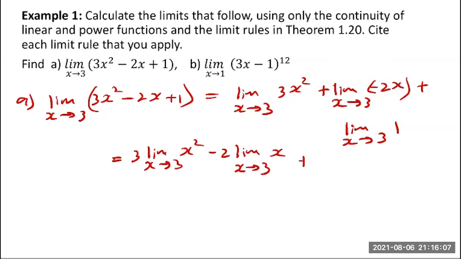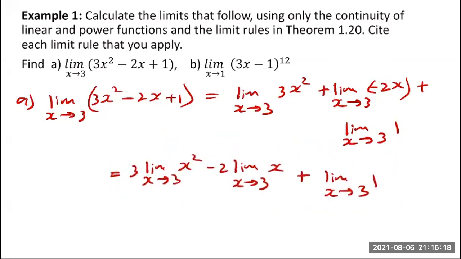Finally, I have plus the limit as x approaches 3 of 1. Okay, I will push this down a little bit. So that's what I have. Okay, all right. Now, how do we go from here?